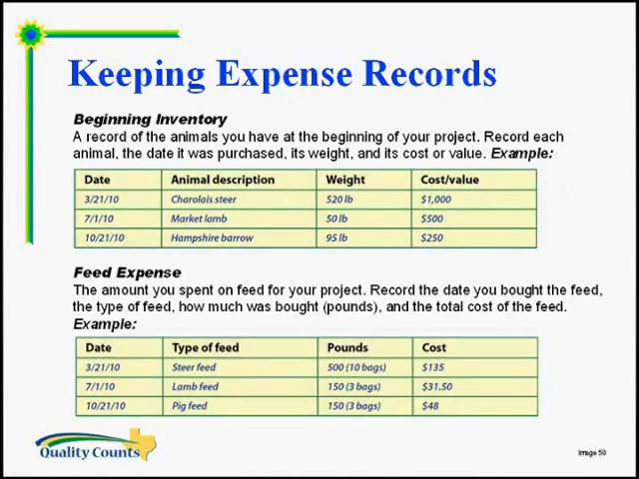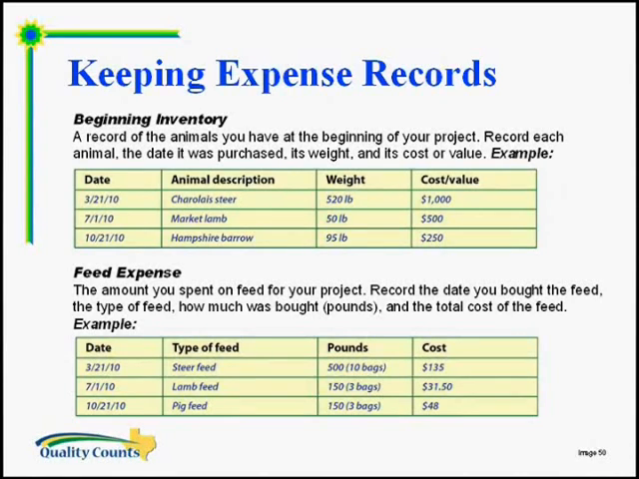Okay, you can go ahead and go through the other two questions on this one handout. We're going to move along and briefly talk about keeping expense records. Again, this is very important for you to figure out how much you spent on your project. Here in this handout, we've got 3 projects. We've got a steer, a market lamb, and a swine project. We've got the initial weights on each of these animals.